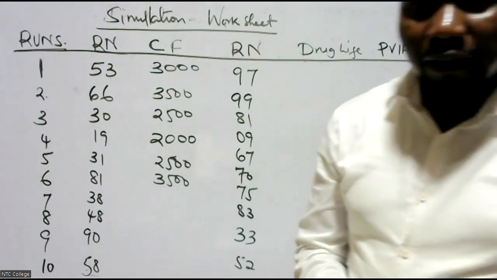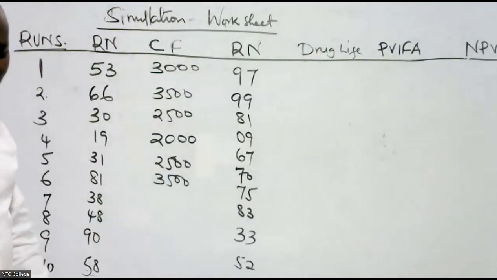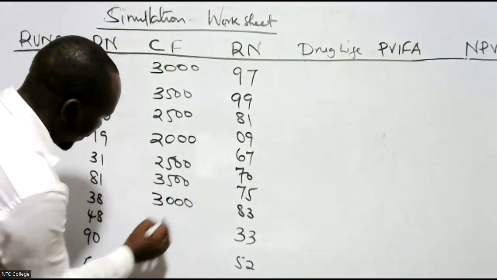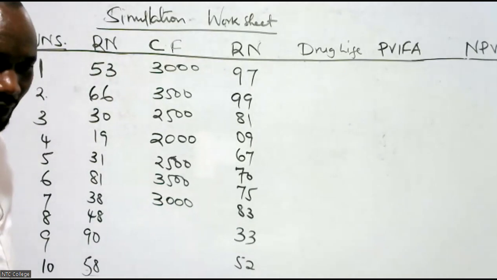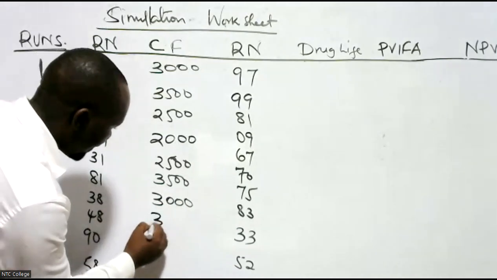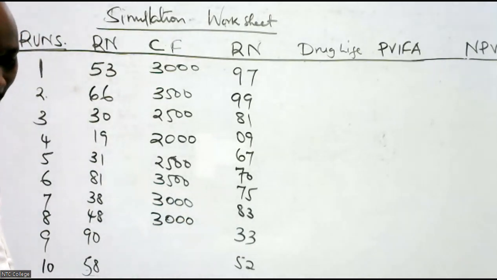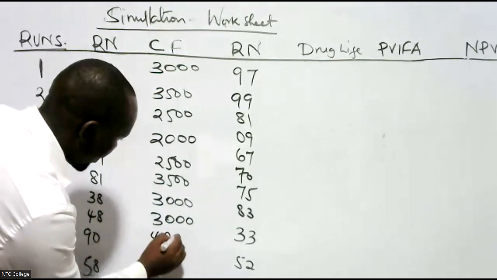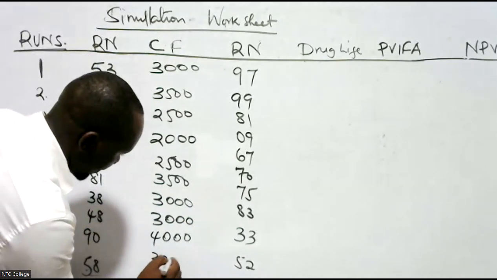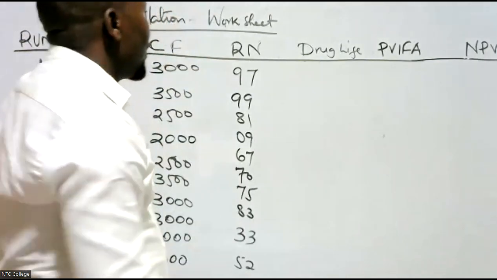3,000. Say 38. We are on 38. 38 is 3,000. The next one: 3,000, 2,000, 3,000. Is it 3 or 2? 3,000. Okay. 90: 4,000, 1,000. 3,000. Okay, so let's move to the next one. So I think we are done with that. The drag life.